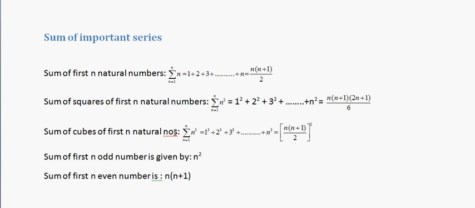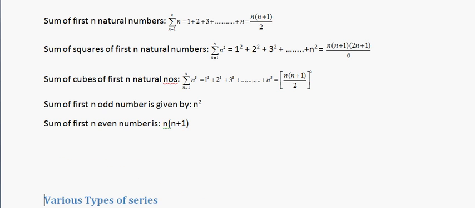Sum of cubes of first n natural numbers is given by n into n plus 1 by 2, whole square of this, right? And finally, sum of first n odd numbers is given by n square. Sum of first n even numbers is given by n into n plus 1. So I request you to just remember these formulas, because they would come very handy in few of the questions which would appear in our exam, right?